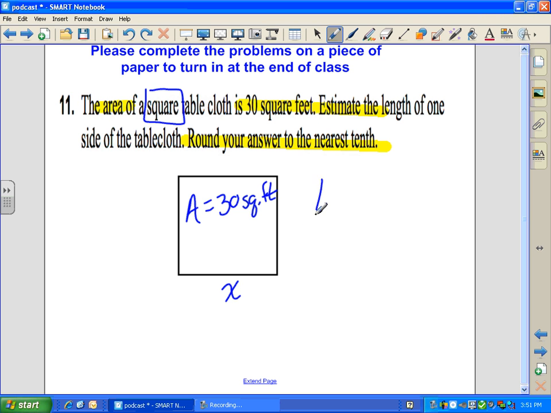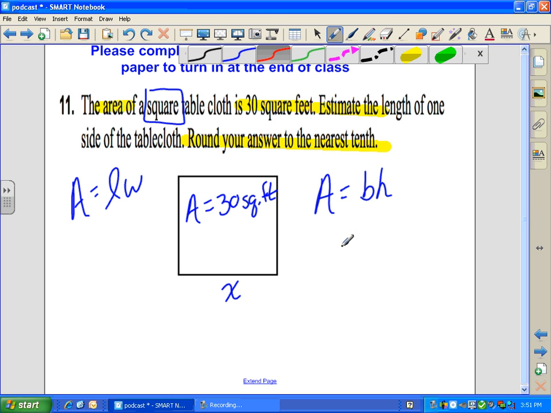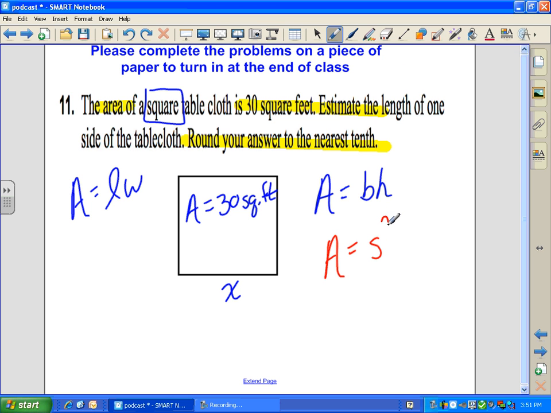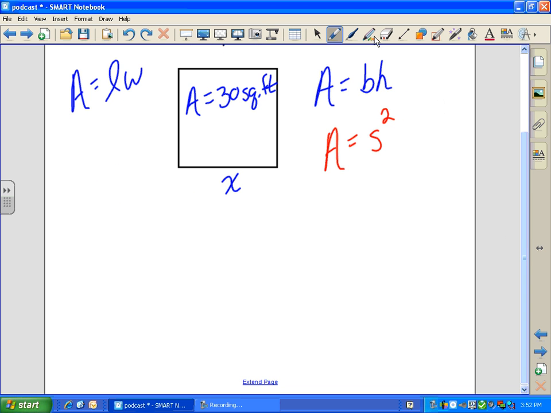A couple different choices. You could say the area of a square is base times height. You could say the area of a square is length times width. Or, plus 10 bears, because I'm really going to impress you with my math knowledge, the area of a square is also known as the side squared, or multiplied by itself. So in any case, I'm going to plug and chug. Pick whichever formula you want. It doesn't matter. I'll use this one, and I'm going to plug and chug and put 30 in for A.